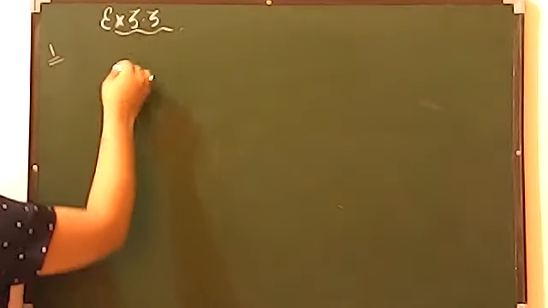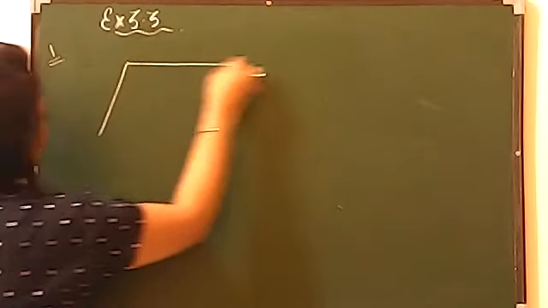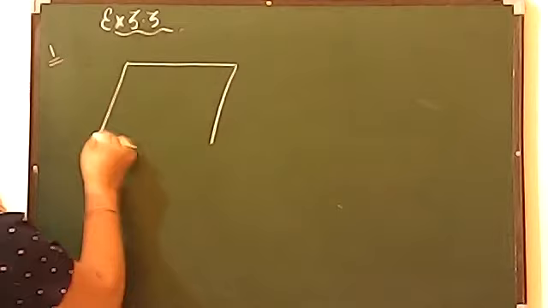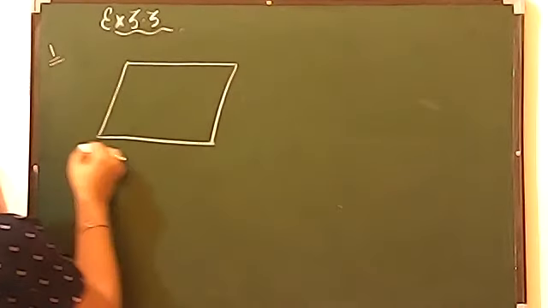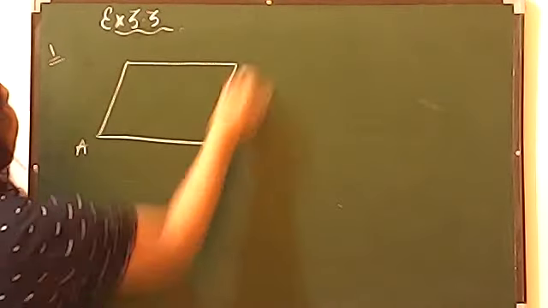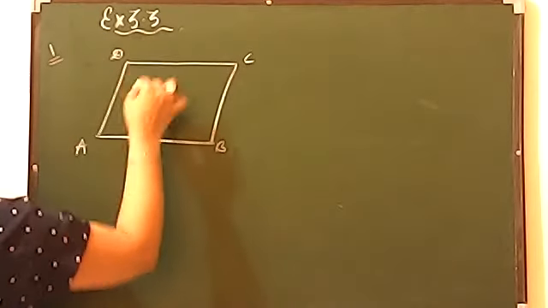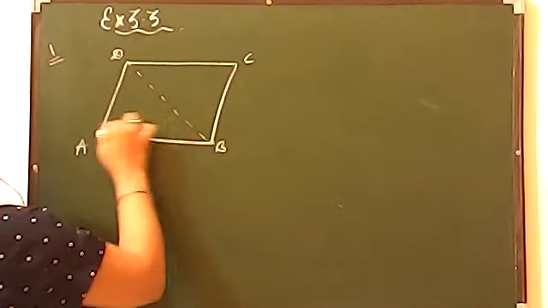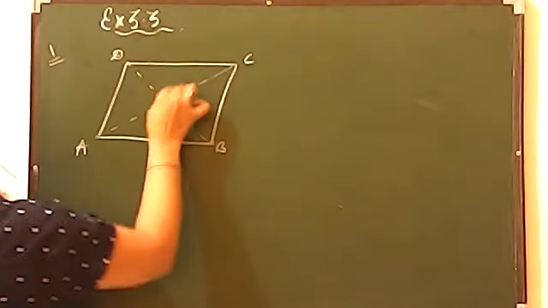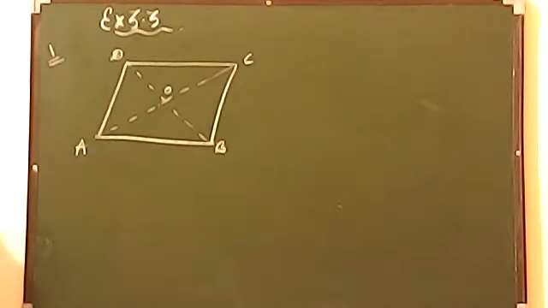Now we are here in exercise 3.3 with question number 1. If you will see question number 1, beta please fill it in the book itself. Okay, and if you want to write it down in your fair copy, you can also mention it in the fair copy. This is A, B, C and D. You can see the diagonals are marked here. This is O.